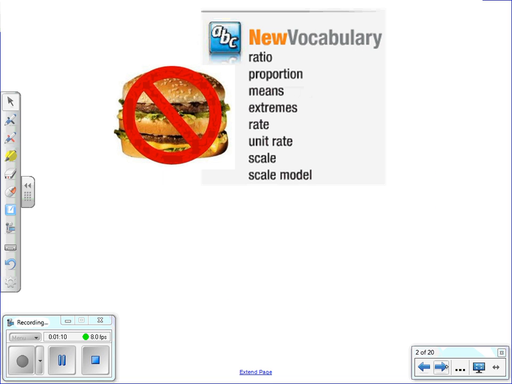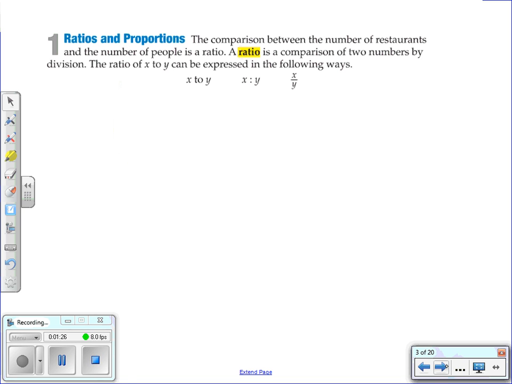Vocabulary, we're going to go ahead and write this list down. Don't write means, don't write extremes. We're not going to cover either one of those words. We're going to let those words go. So ratio, proportion, rate, unit rate, scale, and scale model. Those definitions will come up later.